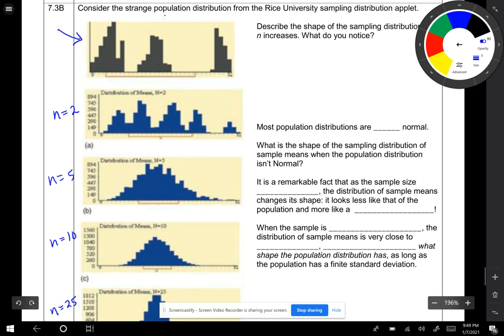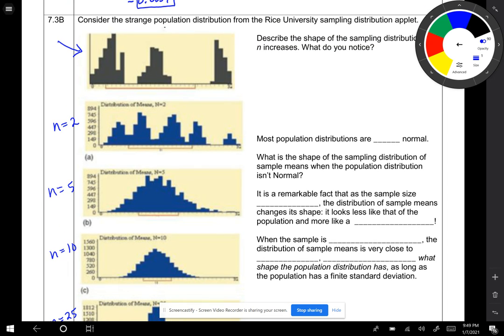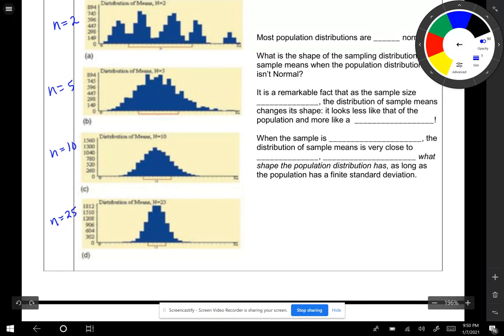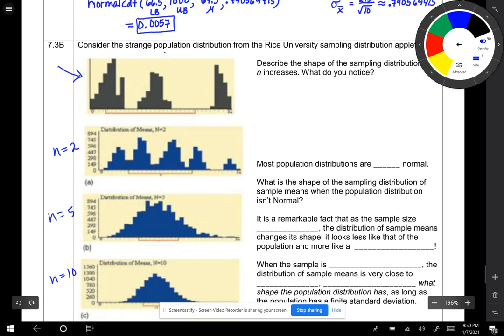So if you look at the sample size with n equals 2, the data seems to be more bunched together. At n equals 5, it's even more symmetrical looking, looks pretty nice. At n equals 10, looks pretty good, pretty symmetrical. But at n equals 25, it looks like it's that nice bell-shaped curve that we desire. And most of the population distributions are not normal.